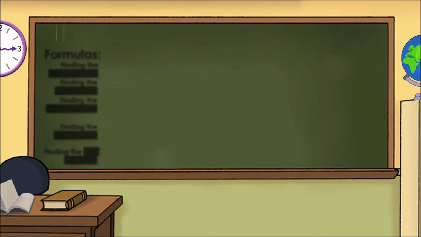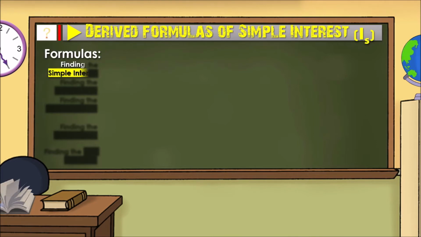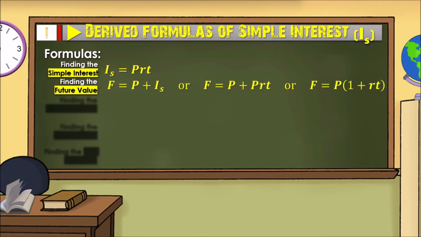Here are the derived formulas of simple interest. For finding the simple interest, we have simple interest is equal to the product of the principal value, rate, and time. For finding the future value, we have future value is equal to the sum of the principal value and the simple interest.